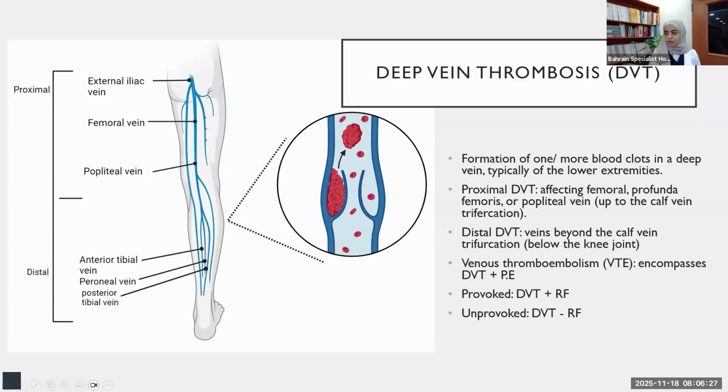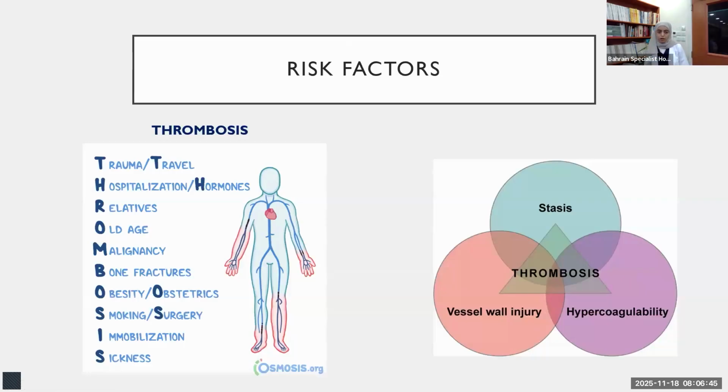When we say venous thromboembolism, we mean that there is DVT and a PE at the same time. When we say provoked DVT, it means DVT with a risk factor. Unprovoked is a DVT without a risk factor. When we talk about the risk factors or the etiology, we always focus on Virchow's triad, which is three things: venous stasis, hypercoagulability, and vessel wall injury.